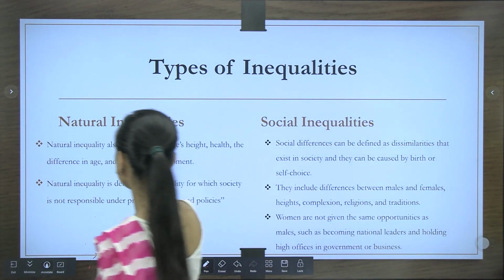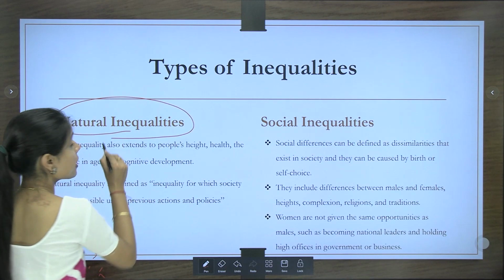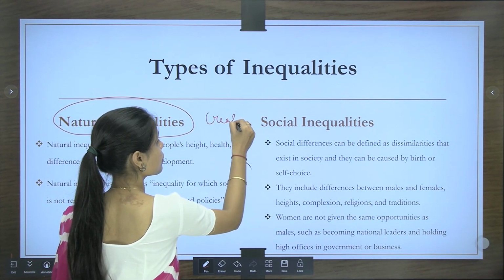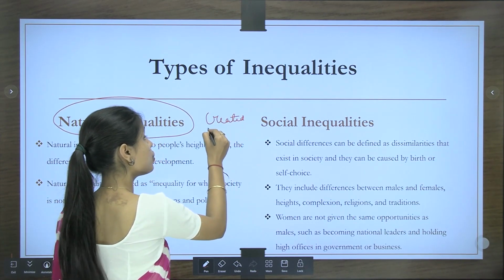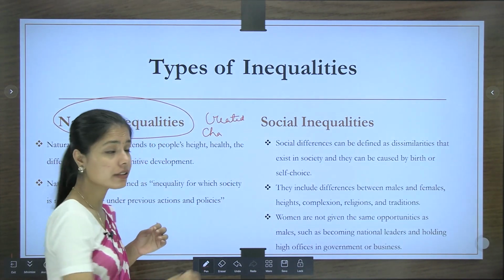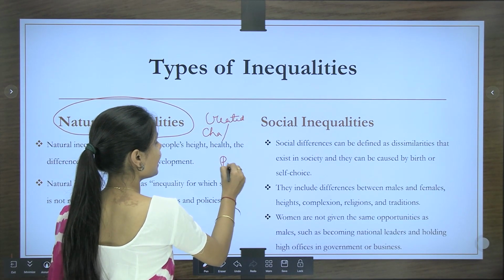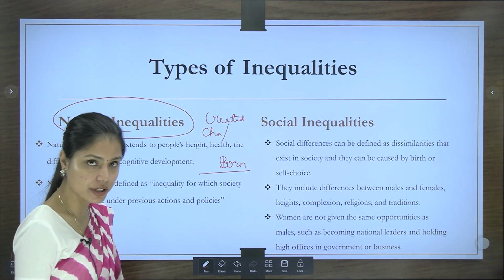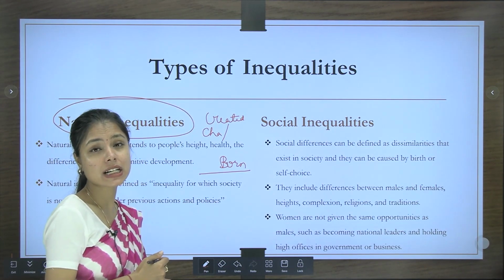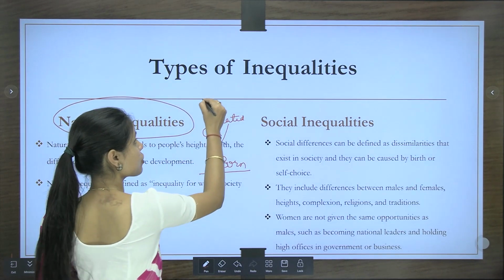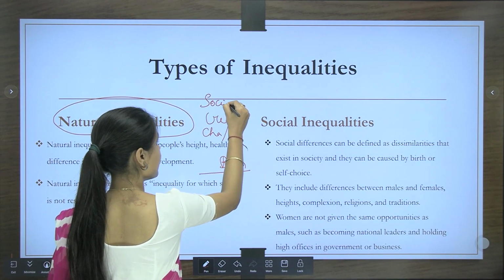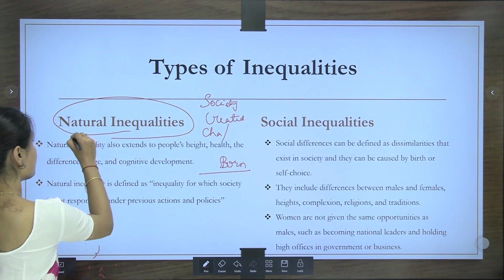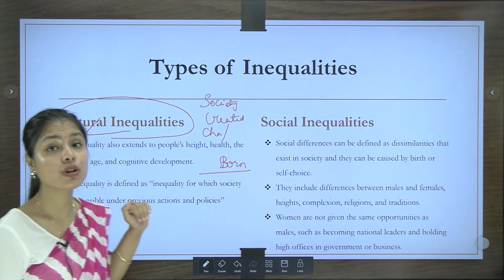Please understand, when we talk about natural inequalities, we mean the inequalities which are not created by society. These are due to the characteristics and traits with which somebody is born. So let's say somebody is physically disabled and is not able to perform certain kinds of activities. This has not been done by any society. This was something that the person was born with, and therefore that would be put under the category of natural inequality.